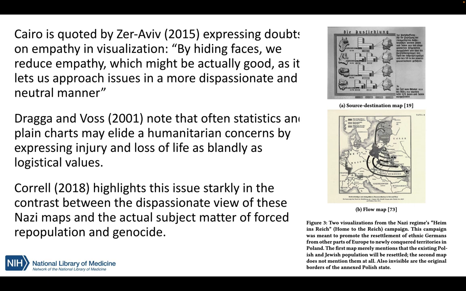And to use an extreme example at the far end to really counter-argue this Cairo point, which again was not in direct conversation with Alberto Cairo, so he wasn't arguing in favor of this, Correll in 2018 highlights this very starkly, showing visualizations that are seemingly neutral but are in fact Nazi maps, the subject of forced repopulation and genocide. So very charged and humanitarian horrors can be overlaid by these minimal visualizations.